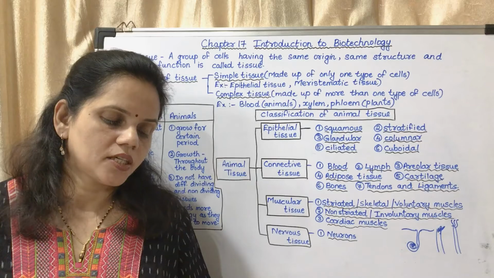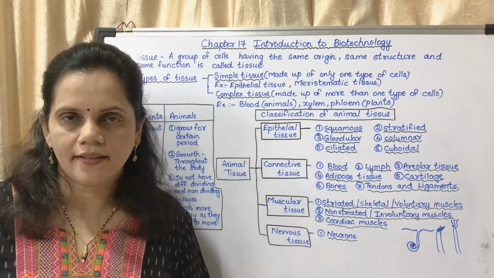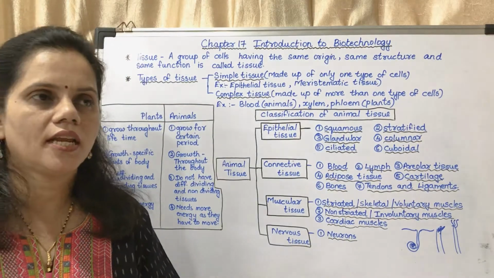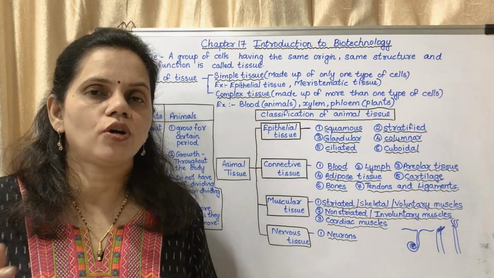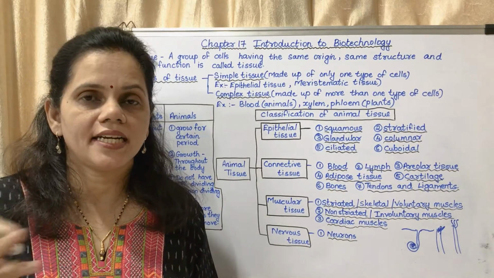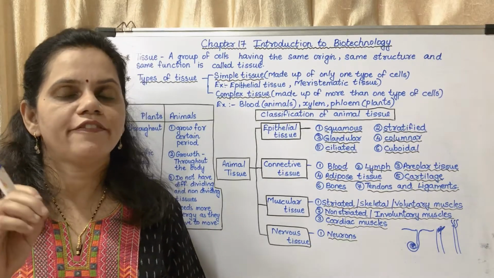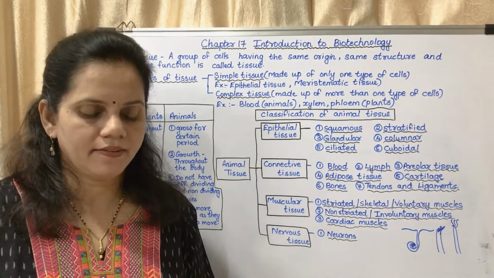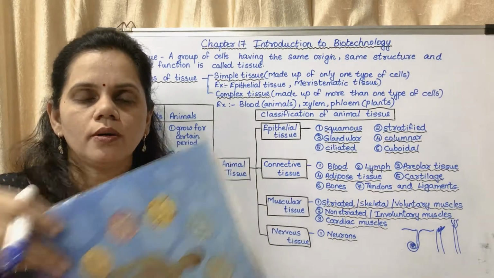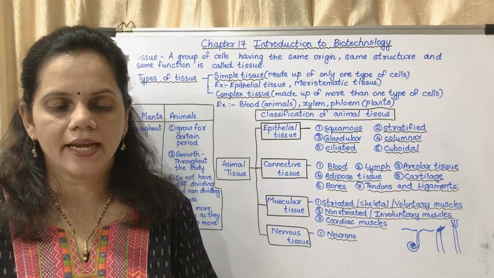And ligaments join two bones together. You might have heard that during an accident the ligament was torn. What is a ligament? It connects two bones, understood. So these are the different types of connective tissue. We may move on to page number 198.